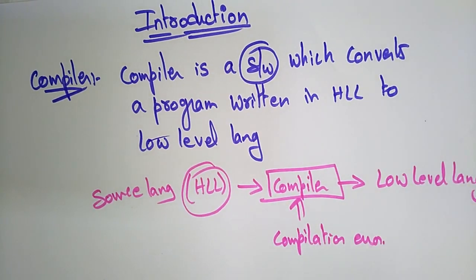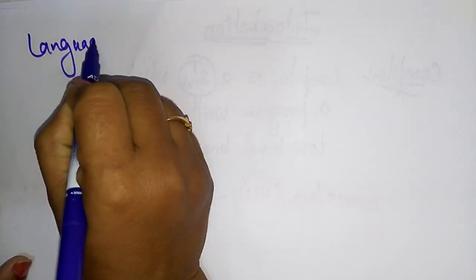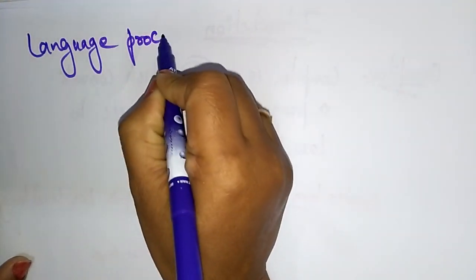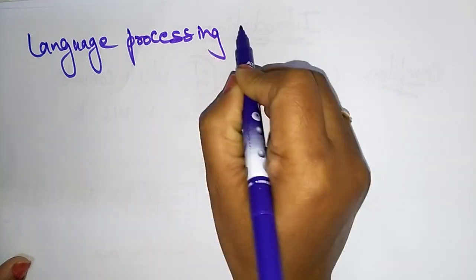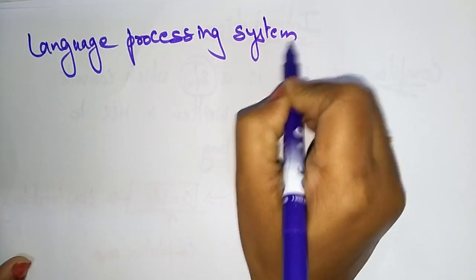Let me explain what exactly the language processing system will do. Whatever program you are writing, in Java, C++ or any other language, how is the system processing that program? Let's see the language processing system and how it looks.